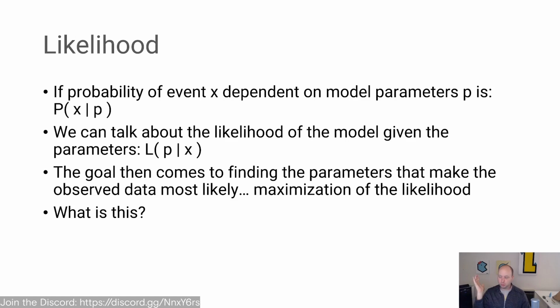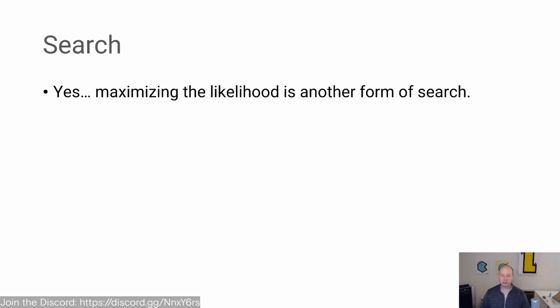And if it's greater than 0.5, then it's a heads. And if it's less, it's a tails. And that's going to likely maximize this likelihood value. So this is very interesting. In a way, maximizing the likelihood is a form of search. And we may get to talk a little bit about that in this lecture. We certainly will as we get into neural networks and machine learning type of things.